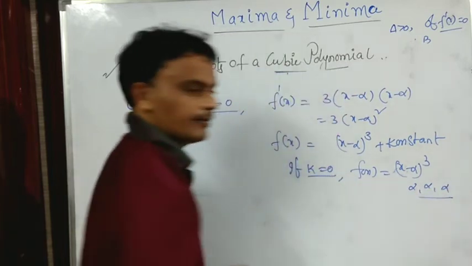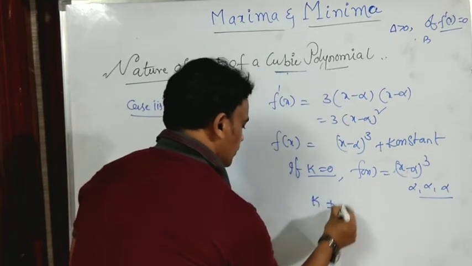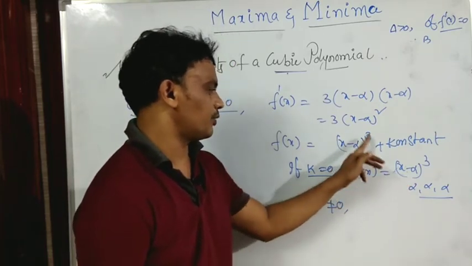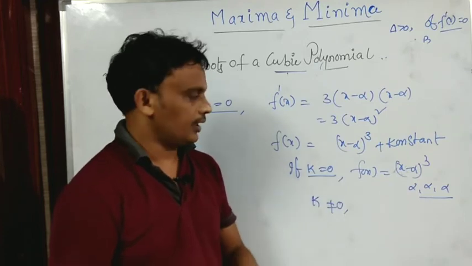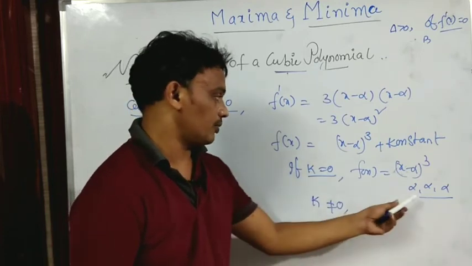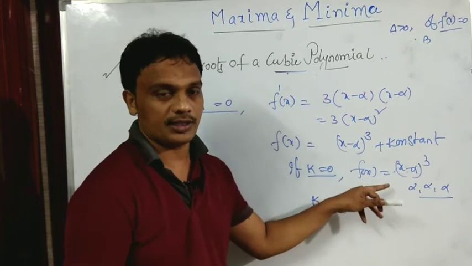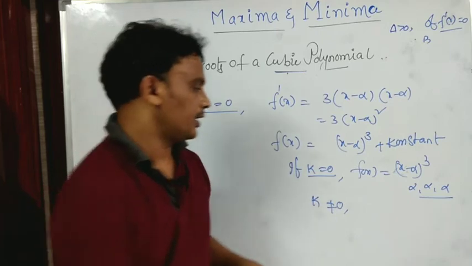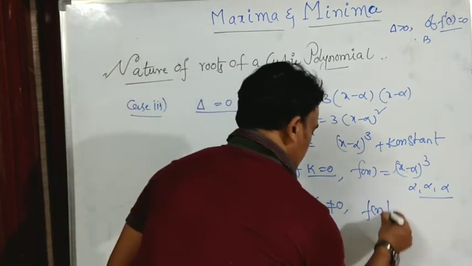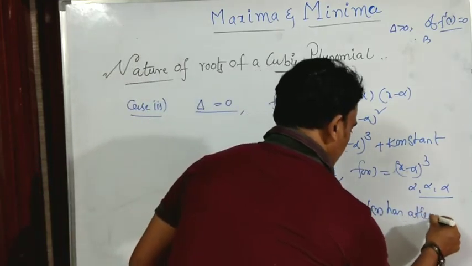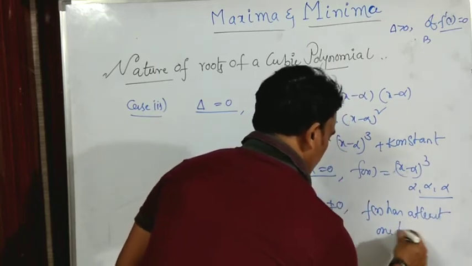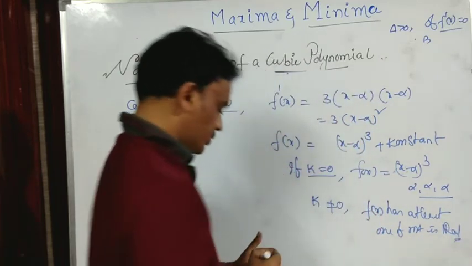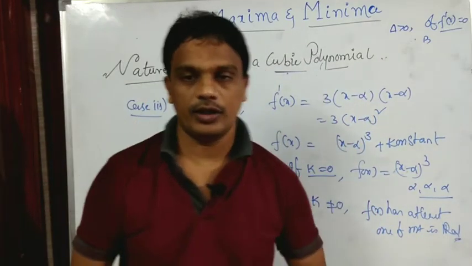3 roots are equal. Suppose k is not equal to 0, then in that case, what is that? x minus alpha whole cube plus some constant which is non-zero. In that case, at least one of the roots of f of x is a real number. So that is about the nature of a cubic polynomial.